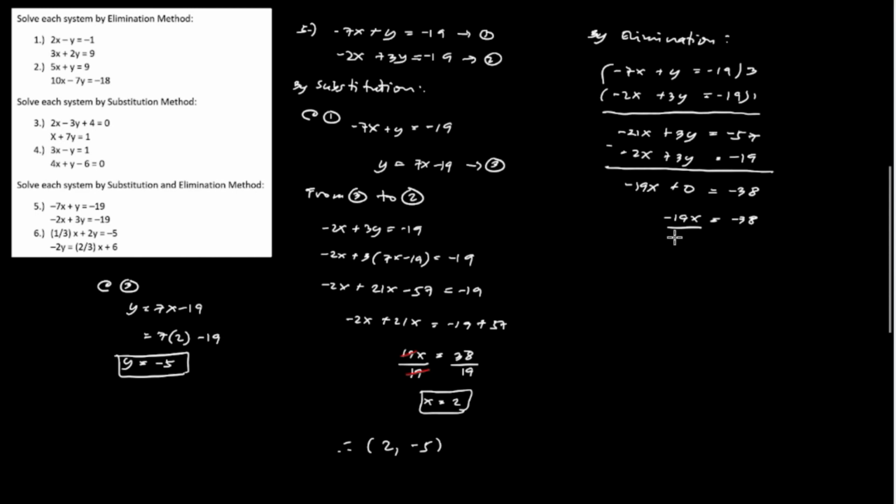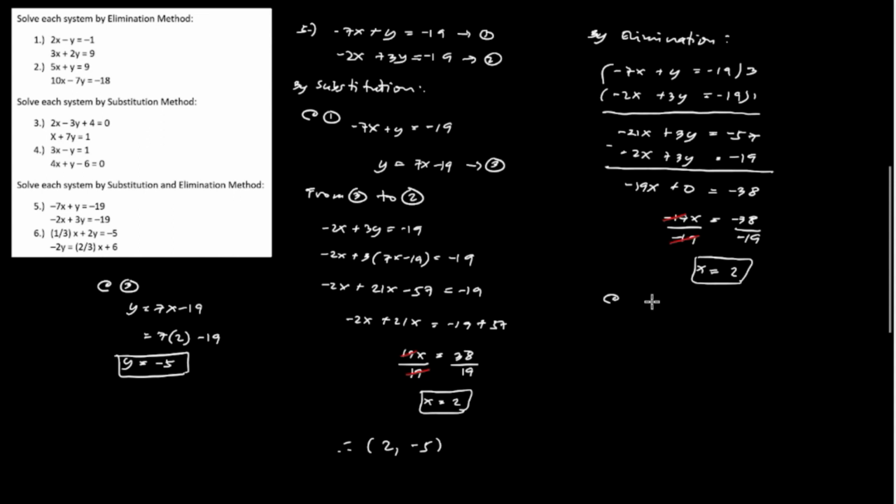And divide everything by negative 19 and cancel out negative 19. And this is x is equal to negative 38 over negative 19. Negative over negative is positive. 38 over 19 is 2. So x is equal to 2.